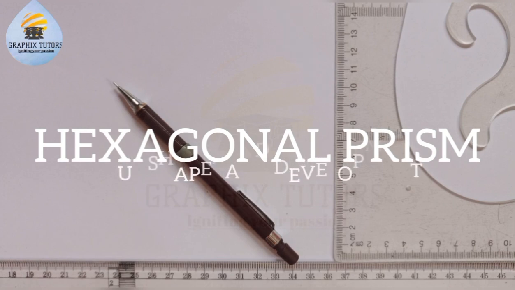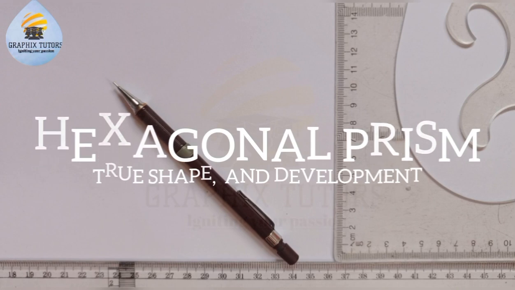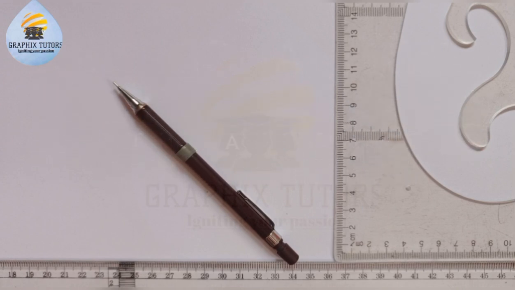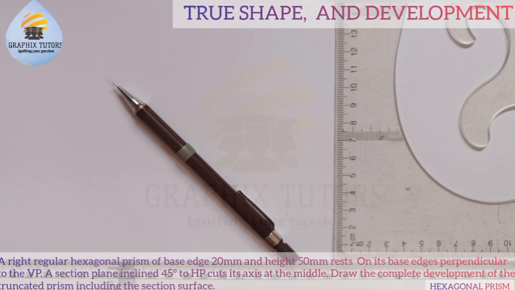In this video, we want to solve a problem involving development and true shape of a hexagonal prism. And the question goes like this. A right regular hexagonal prism of base edge 20 mm and height 50 mm rests on its base with edges perpendicular to the VP, that is vertical plane. A section plane inclined 45 degrees to HP cuts its axis at its middle. Draw the complete development of the truncated prism, including the section surface.